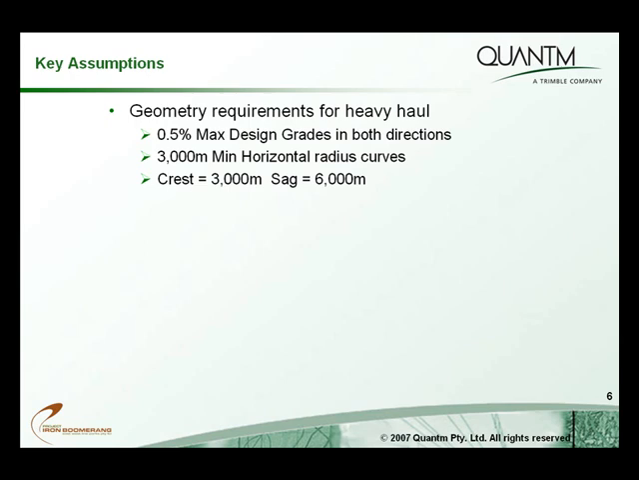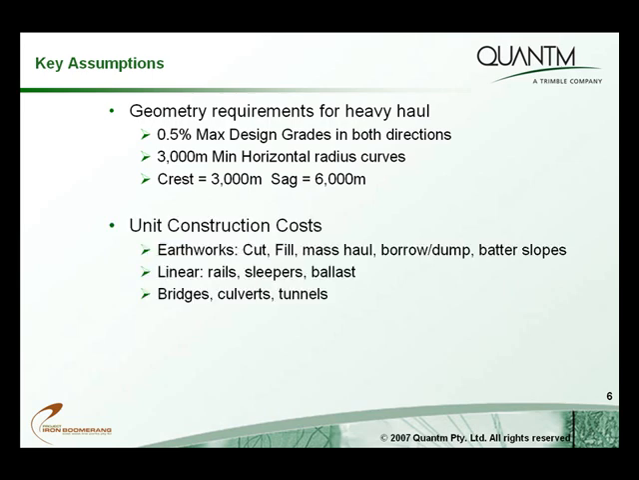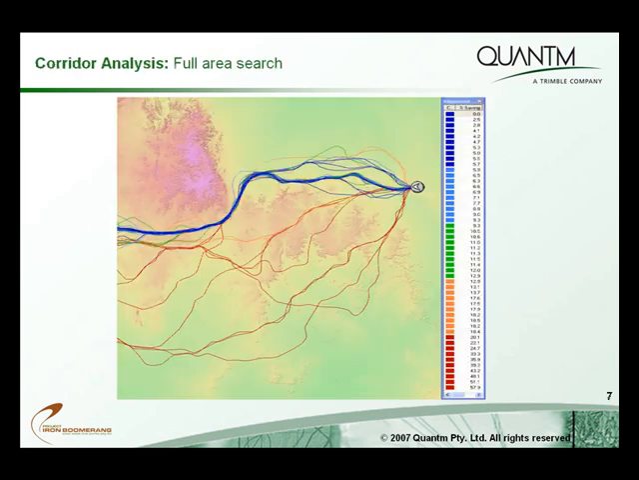Underpinning the study were a number of key assumptions. These included the geometry required for the heavy haul rail and unit construction costs for a range of activities. Land use data was assessed to identify potential conflicts between the corridor location and specific land use. Once the data had been compiled, the Quantum system was run to sweep the whole area for favourable corridors.